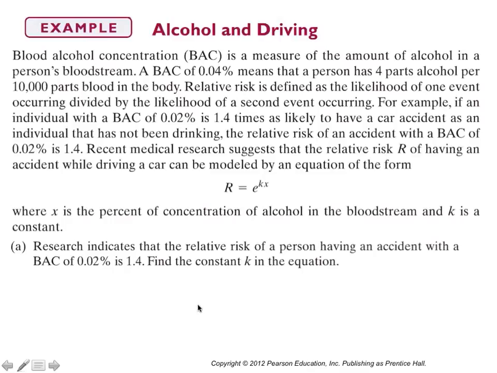then the relative risk of an accident with a BAC of 0.02 is 1.4. Recent medical research suggests that the relative risk, or R, of having an accident while driving can be modeled by an equation of this form, R equals e to the kx power, where x is the percent of concentration of alcohol in the bloodstream and k is some constant. The first thing we need to do is actually find k. It tells us above that 0.02% corresponds with an R, or relative risk, of 1.4. So we need to substitute those in.